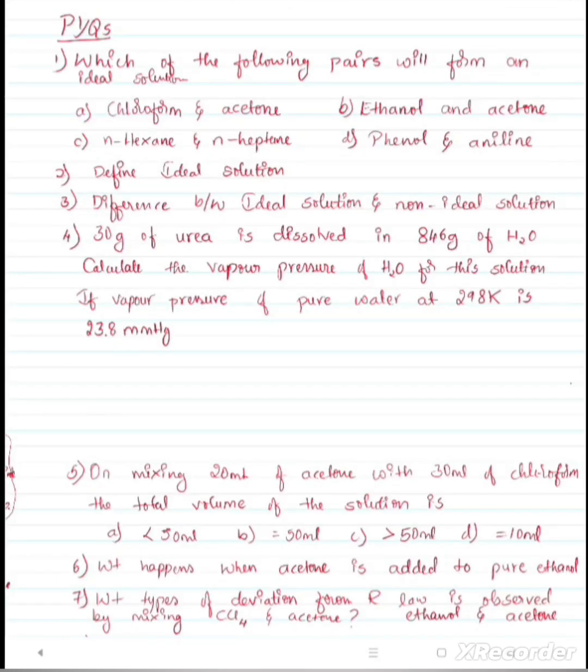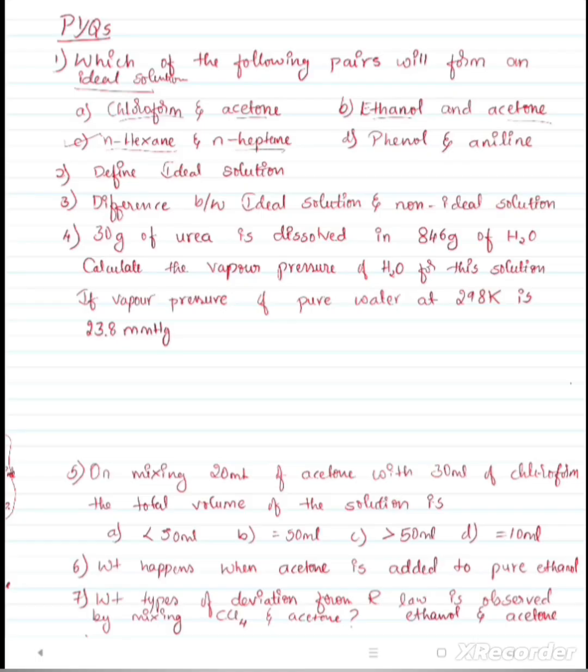Now we'll start with the PYQs from ideal and non-ideal solutions and azeotropes. First question, which of the following pairs forms an ideal solution? I already gave examples of ideal solutions and non-ideal solutions. Here chloroform and acetone is not ideal, and ethanol and acetone also is not ideal. N-hexane and N-heptane have the same functional group, no? So this is called an ideal solution.